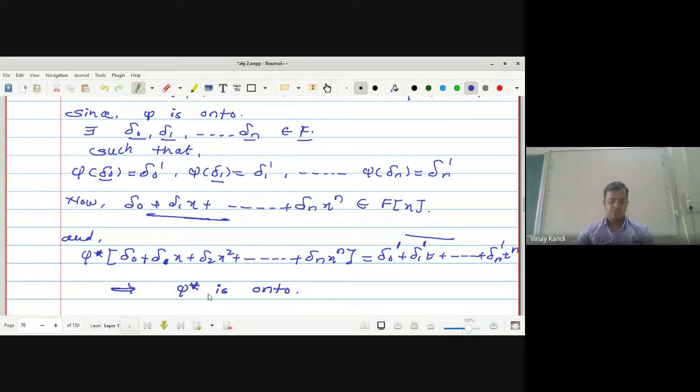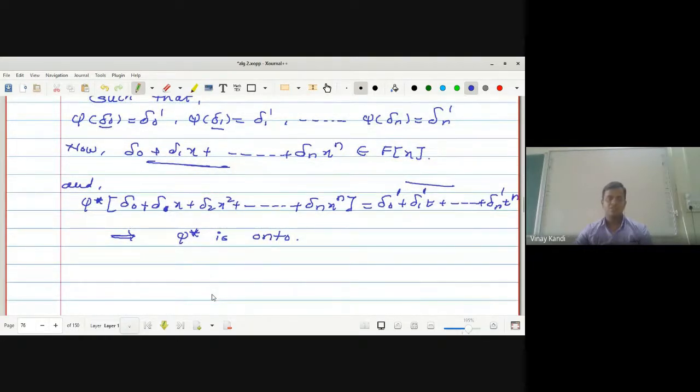Which one? Addition of two polynomials and multiplication of two polynomials. F of ab is equal to f of a into f of b, and f of a plus b is equal to f of a plus f of b.